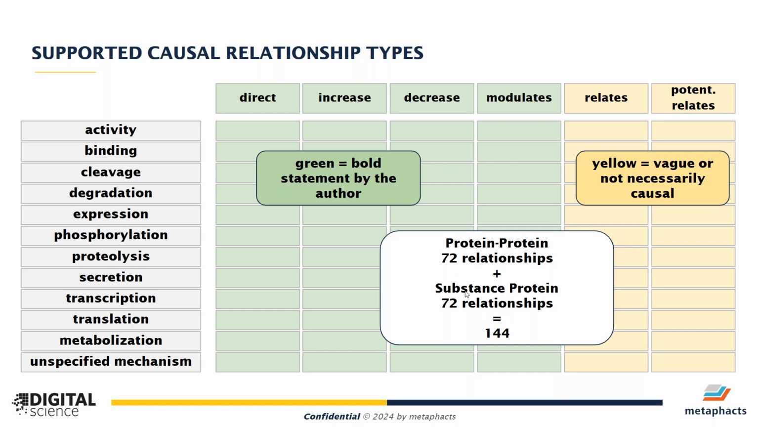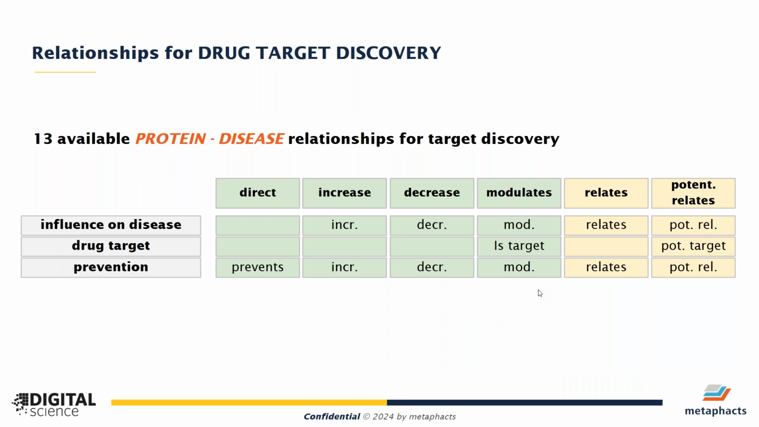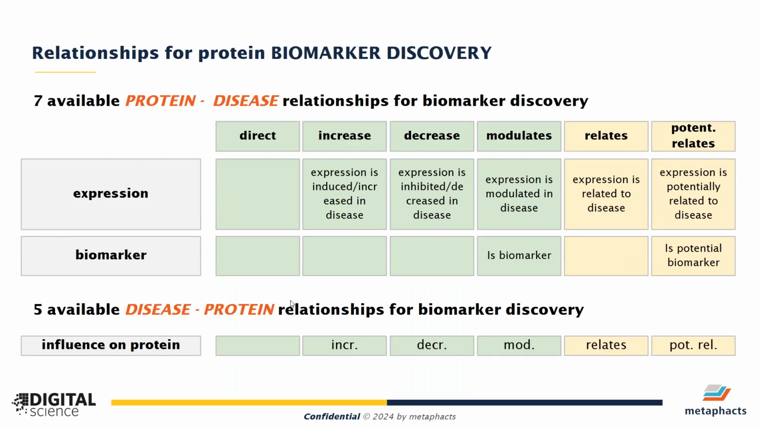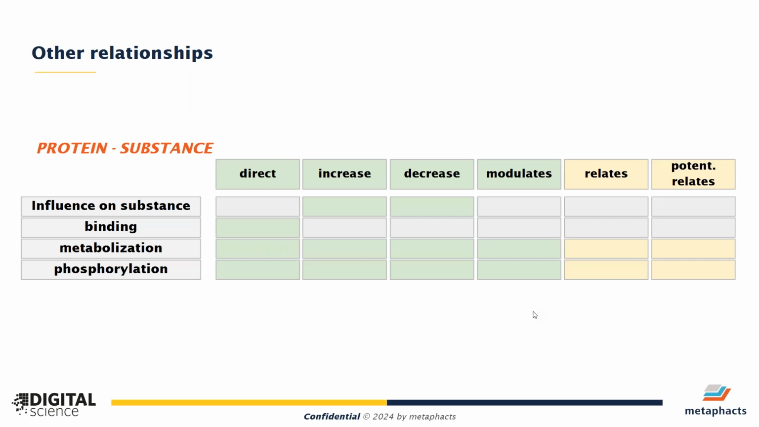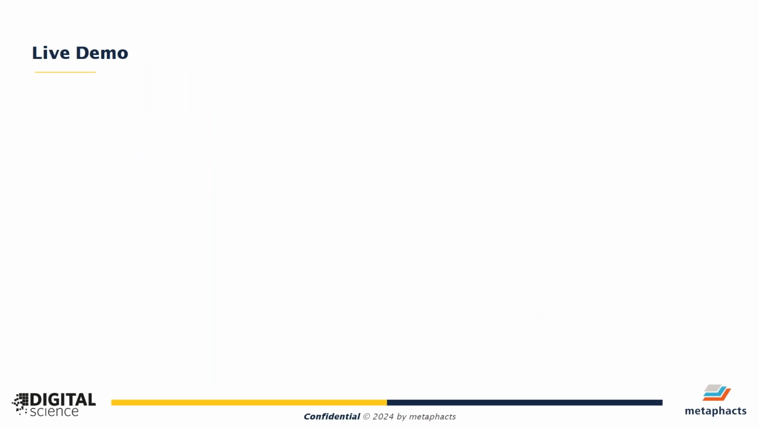So beside this, we have more relationships. This is available for protein-protein and substance-protein. But then we have, in addition, here those relationships that are important for drug target discovery, protein disease. You see the ones that are relevant here. We will do some experiments with it later. For biomarker discovery, we also have a set of in total 13 different ones. We have substance disease, substance, and also protein substance relationships available in the system, and how we use it, I would now like to go.